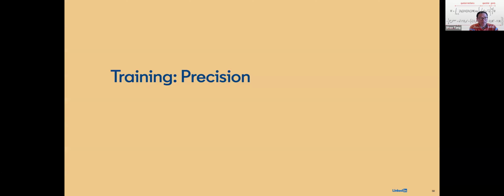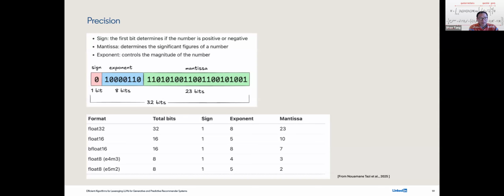So after we cover the training paradigm, we are going to move into training precision, which is another very important aspect. Normally a number, like here as an example, is 32 bits. It's represented by a sign bit, some exponent bits, and some mantissa bits, right? The exponent bits control the range of the number, and the mantissa bits determine the significant figures of the number, basically the precision.